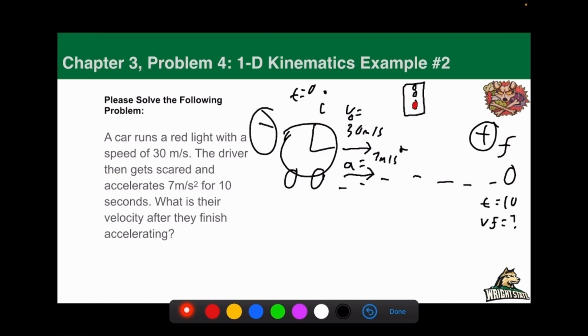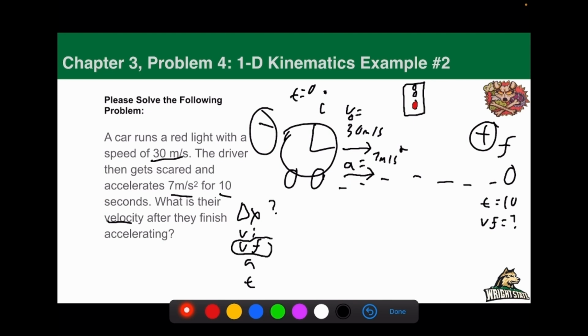All right, so let's go ahead and gather our variables here. We have delta x, we have vi, we have vf, we have a, we have t. Okay, so do I know my delta x? Was I given a distance for this question? Let's read the question again. We're looking for the final velocity. No, we are not given a delta x. We are looking for a final velocity.